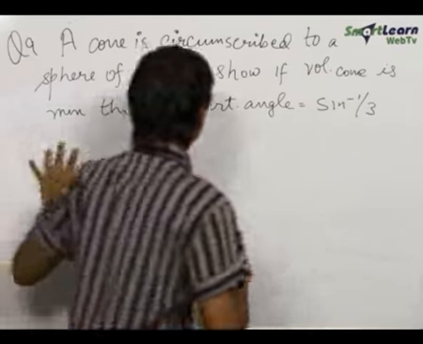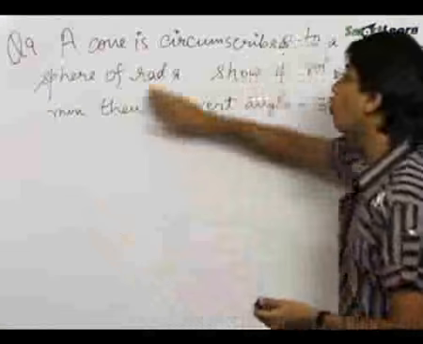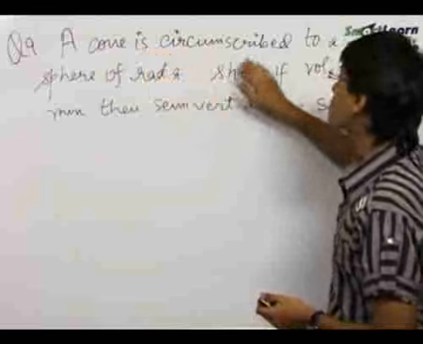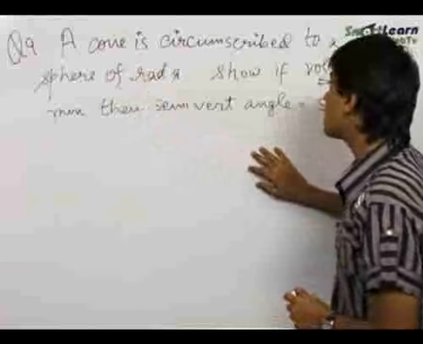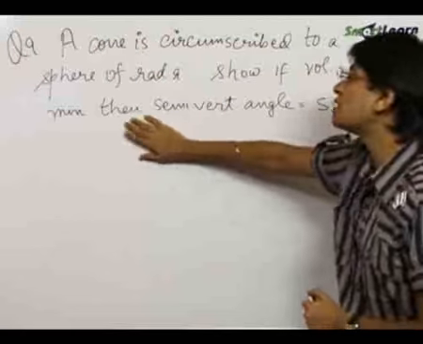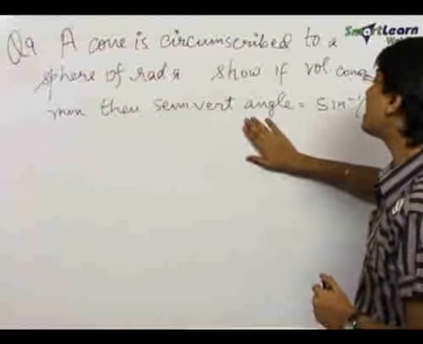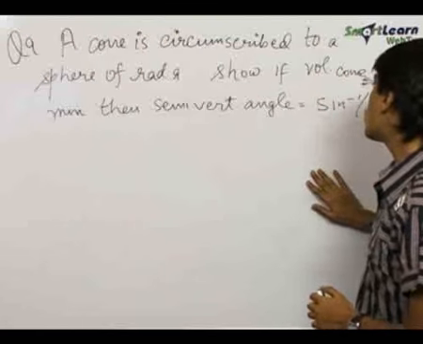Our next problem is a very interesting problem. We have a cone which is circumscribed to a sphere of radius r, and we need to show that if the volume of the cone is minimum, then the semi-vertical angle of the cone is sine inverse of 1 by 3.